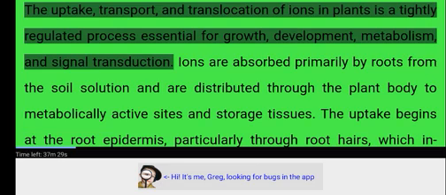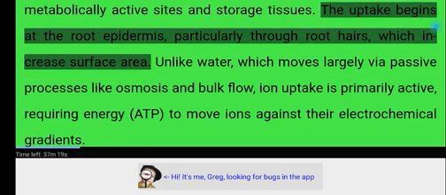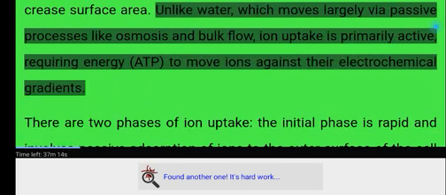The uptake, transport, and translocation of ions in plants is a tightly regulated process essential for growth, development, metabolism, and signal transduction. Ions are absorbed primarily by roots from the soil solution and are distributed through the plant body to metabolically active sites and storage tissues. The uptake begins at the root epidermis, particularly through root hairs, which increase surface area. Unlike water, which moves largely via passive processes like osmosis and bulk flow, ion uptake is primarily active, requiring energy (ATP) to move ions against their electrochemical gradients.